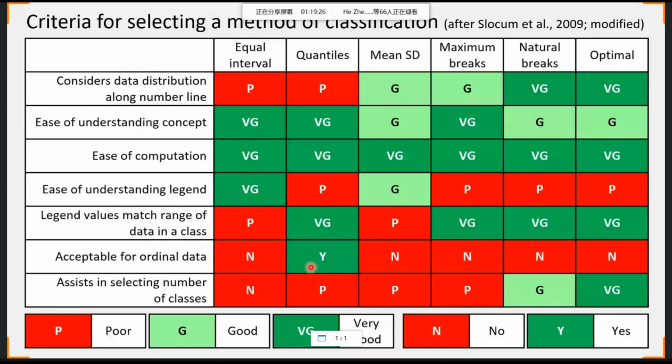And this assistance in the number of classes, we talked about that. So best is the optimal, second best is natural breaks. With the others, there is no assisting. So this overview is also important because you should think about the method. It's important that you understand what's going on. What is the basic idea of this method? If you know that, then you should also be able to classify these methods along these different criteria.